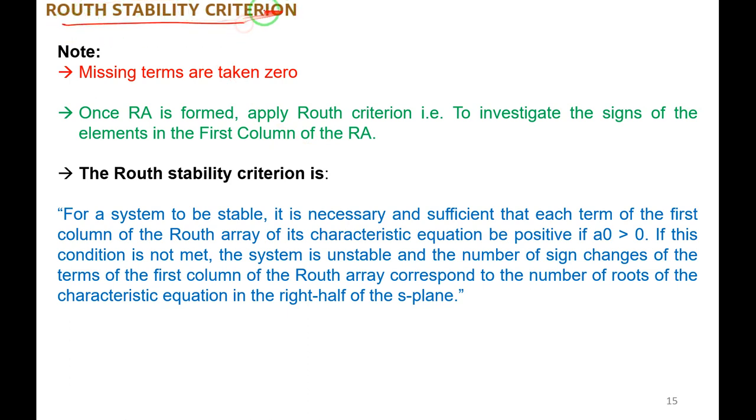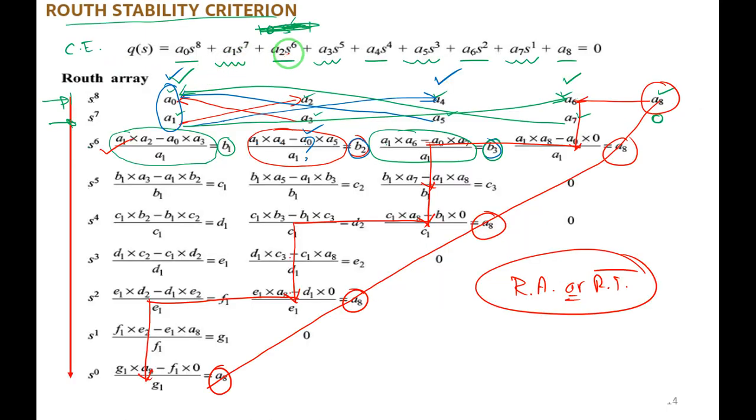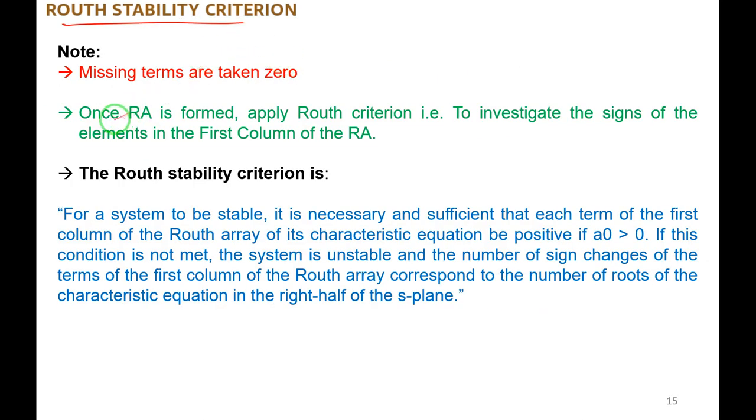Routh stability criteria. We will note a few things here. Missing terms are taken as 0. I told you, suppose a2 into s power 6 is not given, then you have to write 0 into s power 6 before forming the Routh array or Routh table. If it is given, no problem. Then once the Routh array is formed, apply the Routh criterion. How to apply the Routh criterion we will see next. How to construct the Routh array or Routh table is now very clear to you, right?